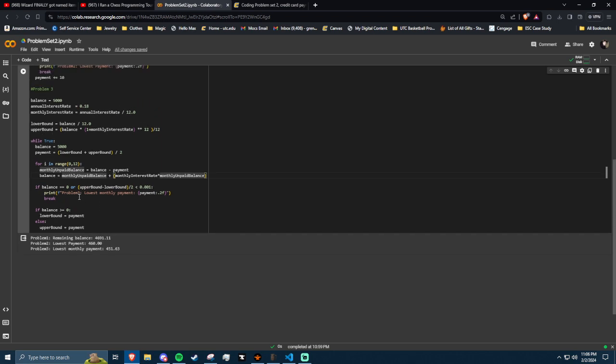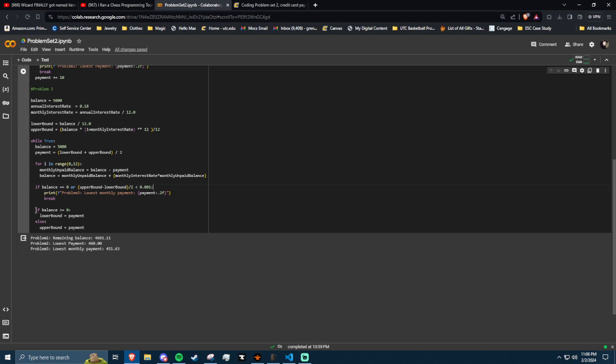And then down here we have the fail safe, is not what it's called, but if it's 0, then we found the lowest payment and we're going to print it out. Or if the upper bound minus lower bound divided by 2 is this, which is really low, that will also suffice for us.